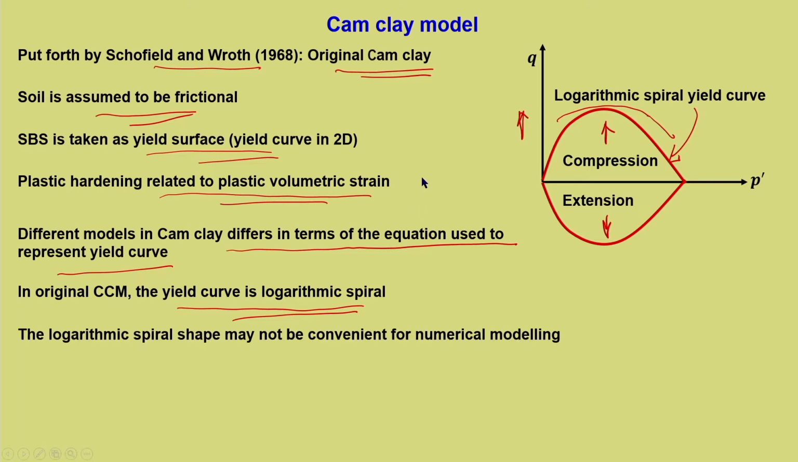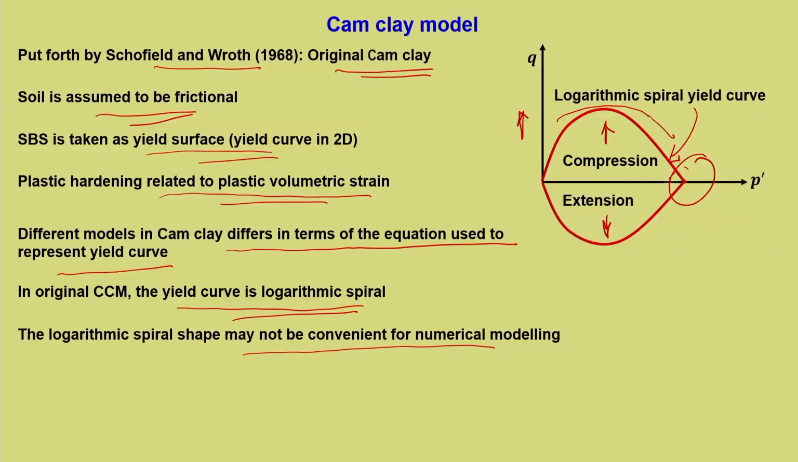The logarithmic spiral shape may not be convenient for numerical modeling. You can see this particular portion wherein there is a pointed edge here. Now, for all numerical modeling we need to ensure the continuity of the differential equation which is used. So, this particular location creates problems in some of the numerical models, and in the stability of the algorithm. That is the reason why the modification has been given, but to understand the basics of Cam clay, we need to understand this particular model, the original Cam clay, also.